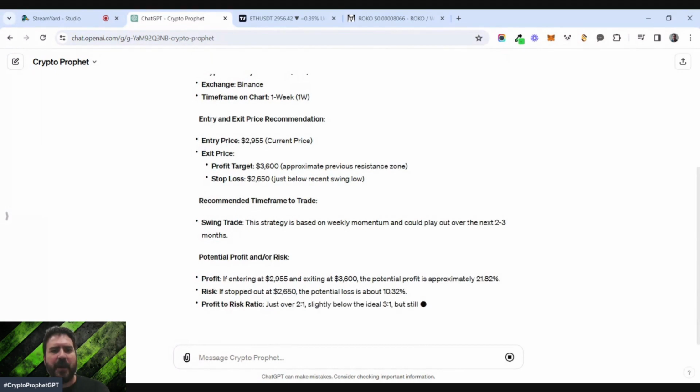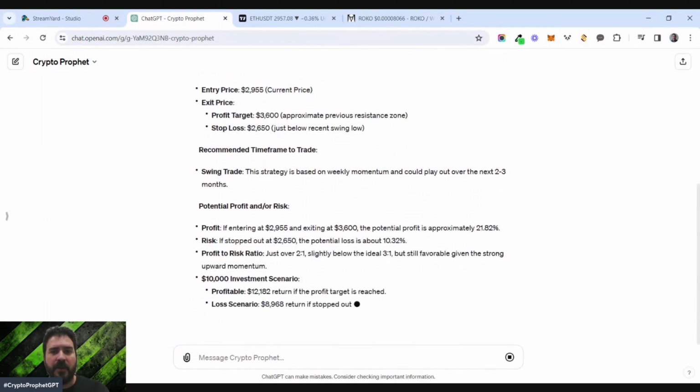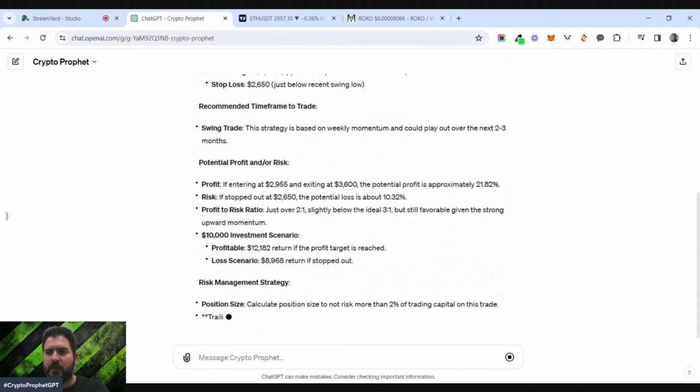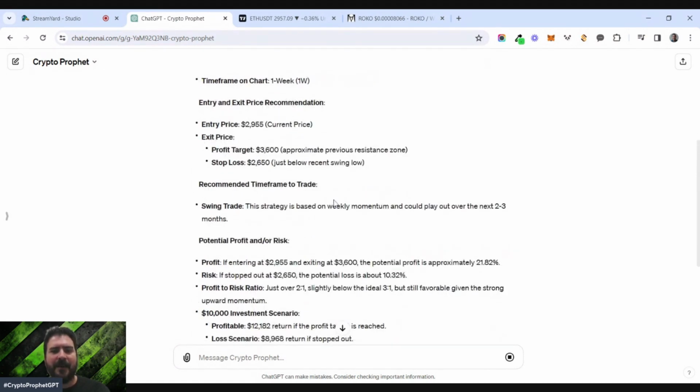And then it says entry price $29.55, exit price, profit target 3,600. Stop loss 26.50, and so on and so forth. So it'll give you the exact entry and price recommendations. It'll then tell you the recommended time frame to trade. This is a swing trade. The strategy is based on weekly momentum and could play out over the next 2 to 3 months.